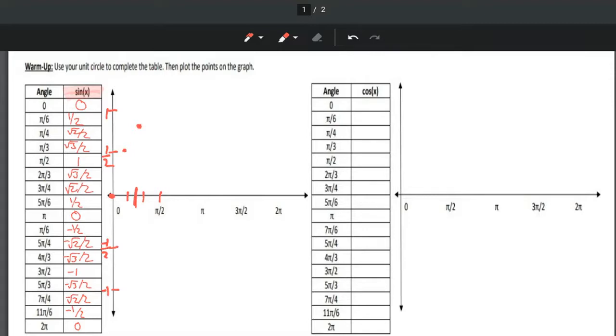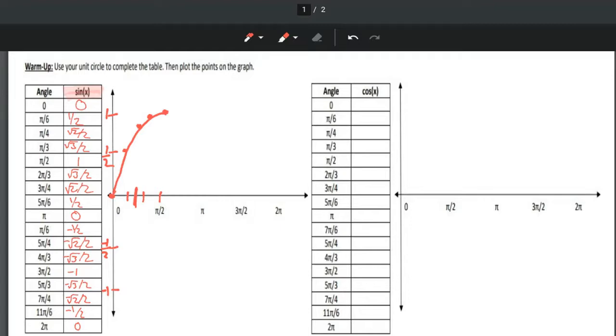Then at √3/2, the x-coordinate would be pi over 3, and that would be at 0.86. And our highest point on the sine curve would be at pi over 2, 1. So as you can see, it's starting to make almost a parabolic shape, but we call it a sinusoid graph.